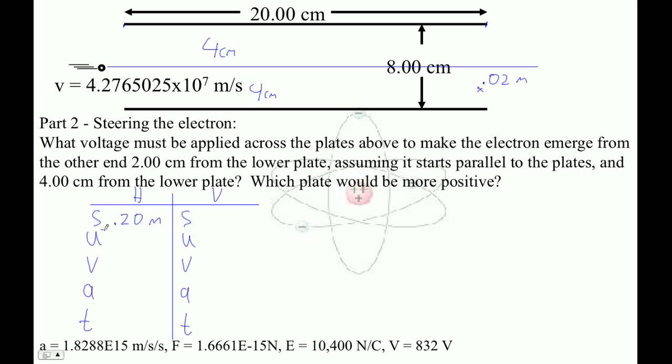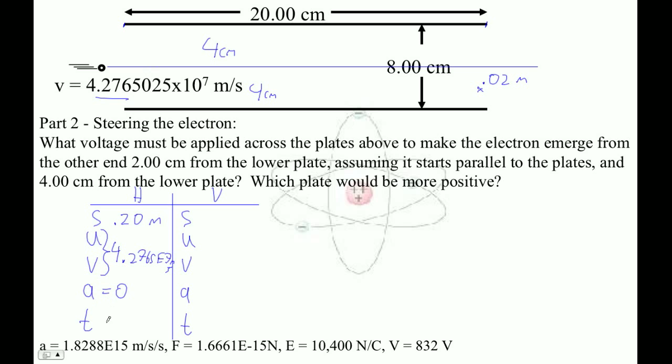Okay, our initial and final velocity in the horizontal direction is just this guy here, 4.2765 E7 meters per second, right? The acceleration in the horizontal direction is 0 because we're no longer accelerating horizontally. We're just accelerating vertically, right?